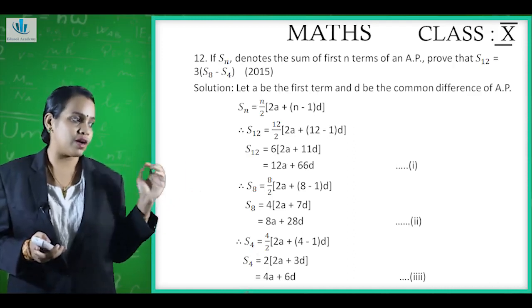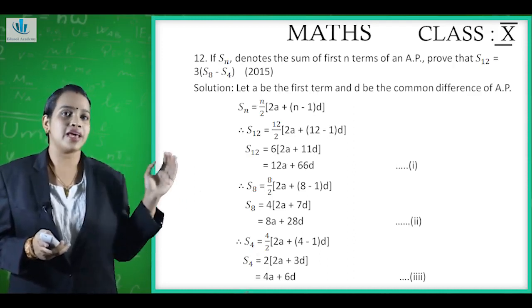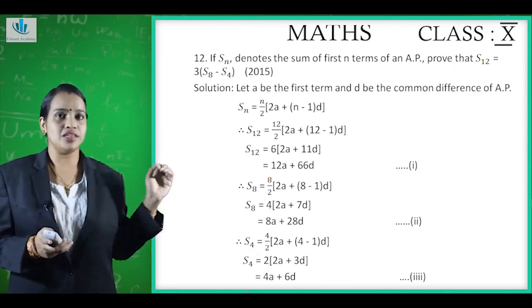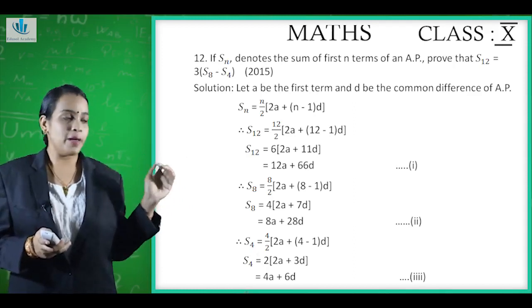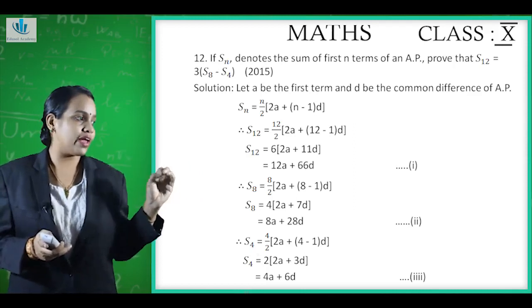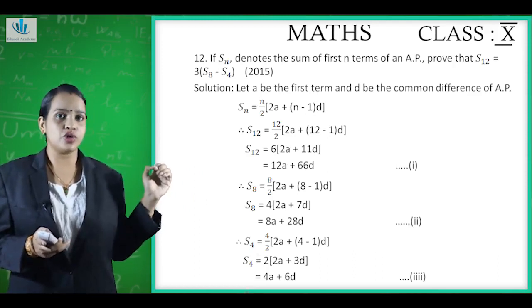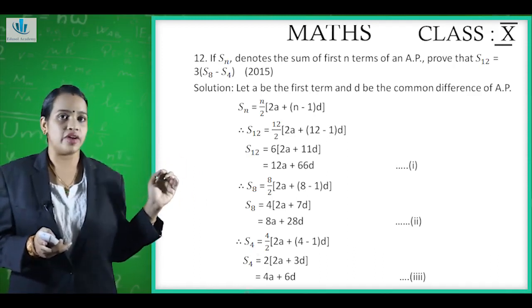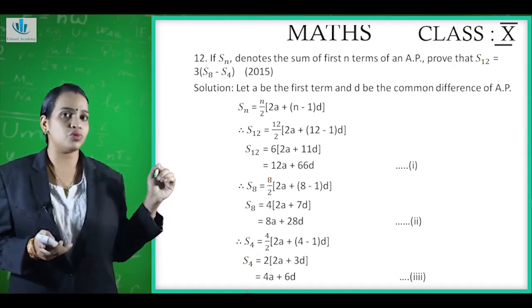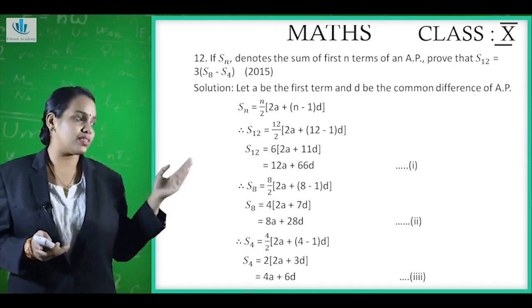Now we will put the formula. You know the formula for the sum, that is Sn is equal to n upon 2 into 2a plus n minus 1 into d. Now we will put the values of n, which is S12 is equal to 12 upon 2 into 2a plus 12 minus 1 into d. As we don't know the value of a and d, we will write a and d as it is. Now S12 is equal to 12 upon 2, it gives 6, 2a plus 12 minus 1, it is 11d. Now we will open the bracket by multiplying 6 on 2a plus 11d, so it becomes 12a plus 66d. Now we will put it as equation 1.